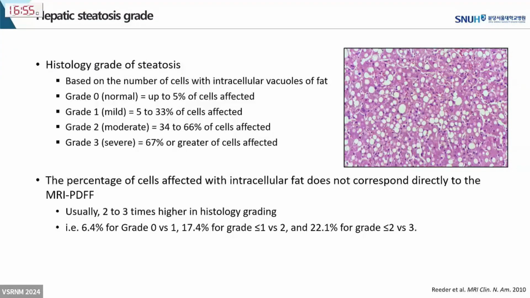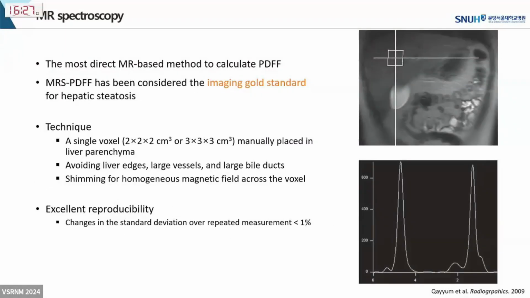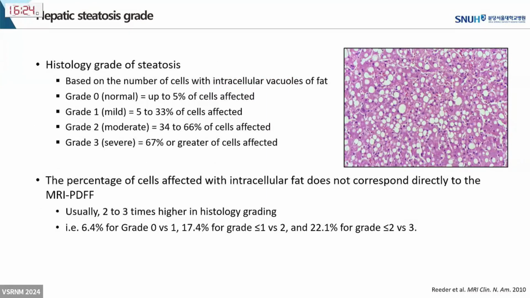The cutoff value of histological grade of steatosis was arbitrary and not significantly associated with clinical outcomes. Usually, the percentage value of histological grade of steatosis is 2 to 3 times higher compared to the percentage value of MRI PDFF. And so it is important to differentiate the values of histological grade and the MRI PDFF.